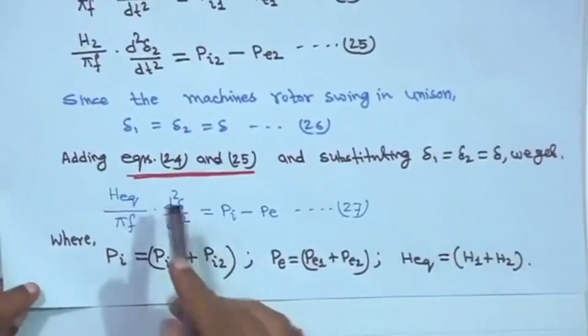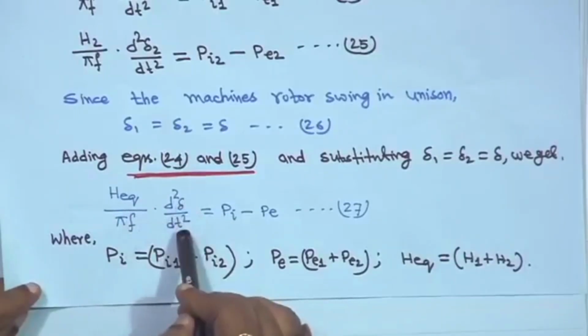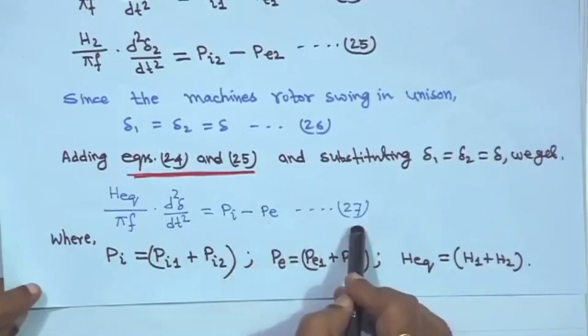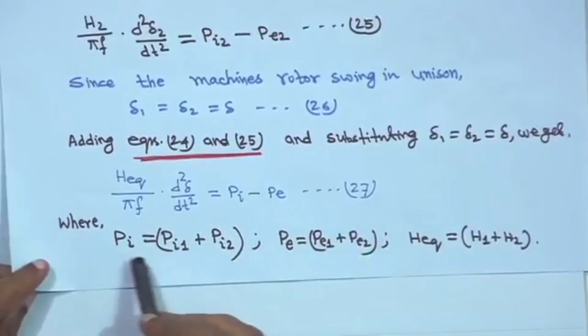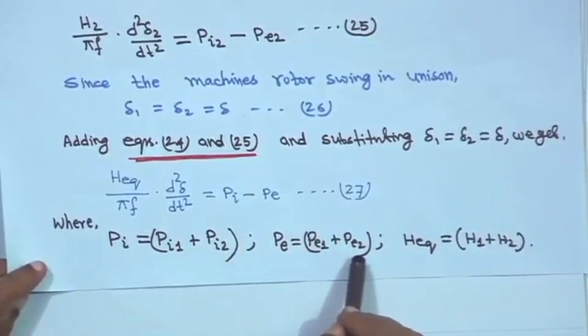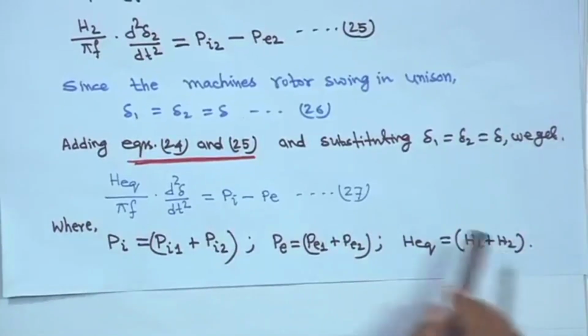then you will get H Eq divided by pi f into d square delta dt square is equal to P I minus P, this is equation 27. Where P I is equal to P I1 plus P I2, P is equal to P1 plus P2 and H Eq is equal to H1 plus H2.